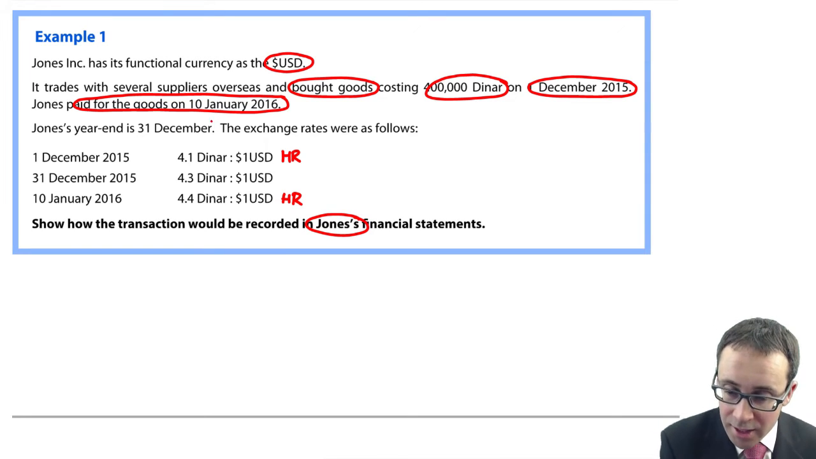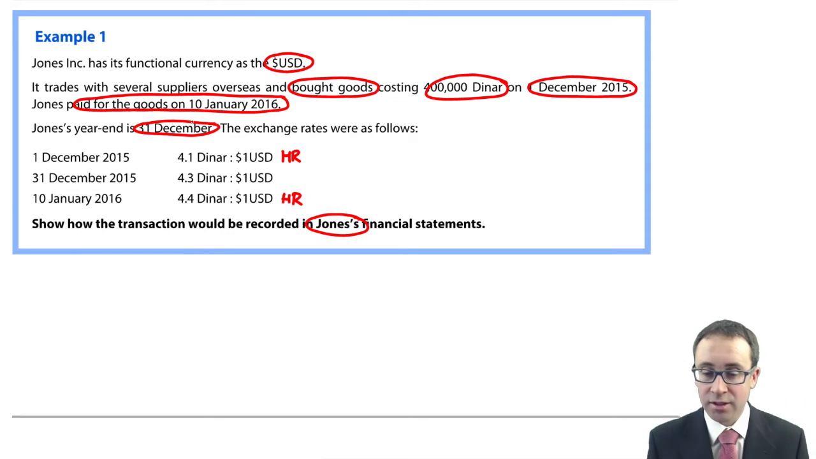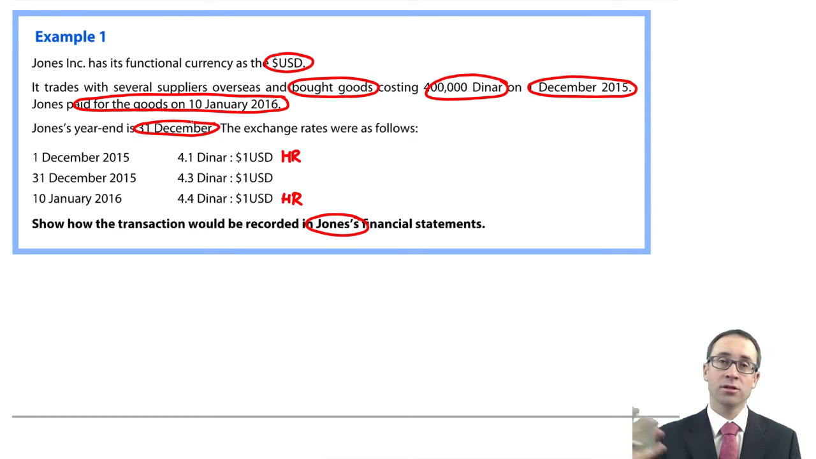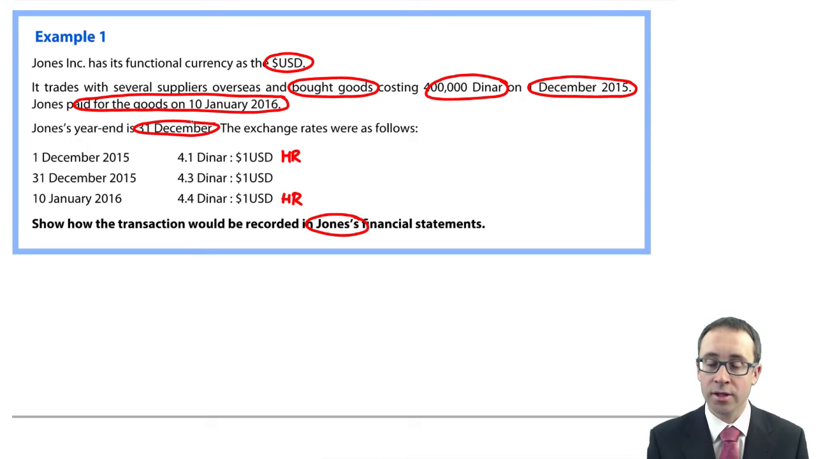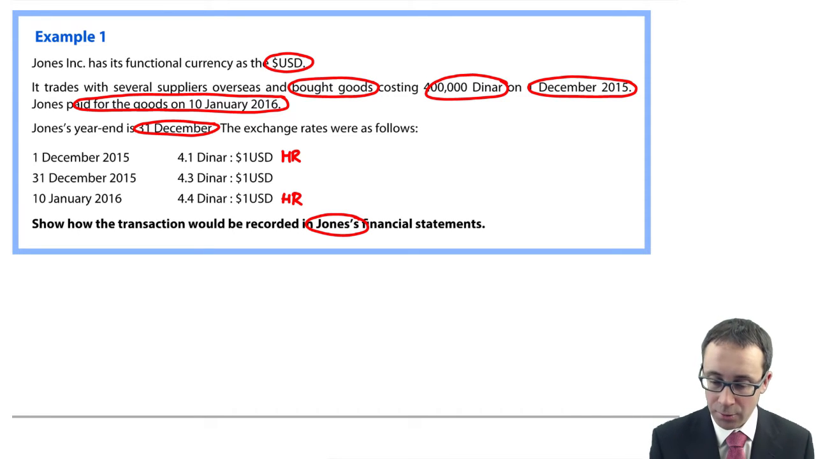Your year end is the 31st of December. So we will need to therefore at the 31st of December 2015 identify what's monetary and what's non-monetary. Anything monetary we retranslate, gains and losses to profit or loss. Anything non-monetary we do not retranslate, do we?